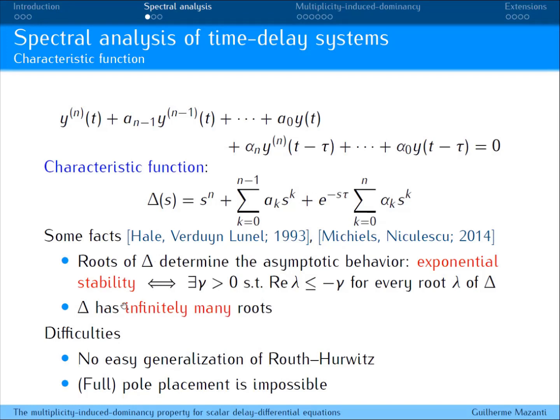And since we have infinitely many roots here, we cannot do full pole placement. You cannot take an infinite sequence of complex numbers appearing as complex conjugate pairs and choose the values of the coefficients in order to have those values as zeros of my characteristic function, simply because I have only finitely many coefficients, but I would need to assign infinitely many roots. So these are the main difficulties when we go to this time delay point of view.